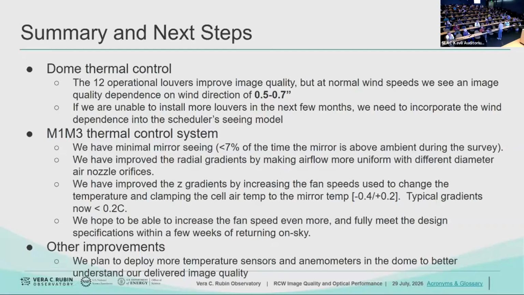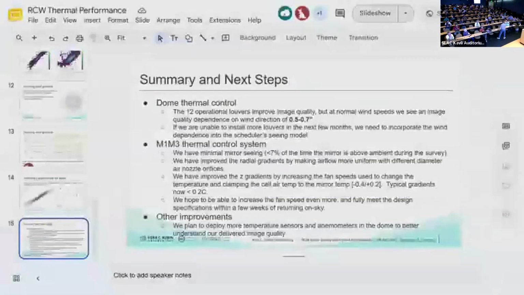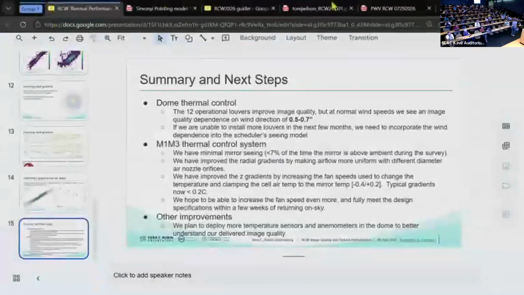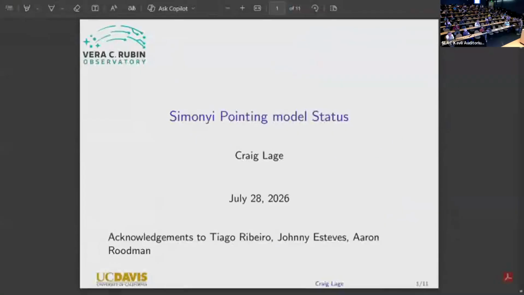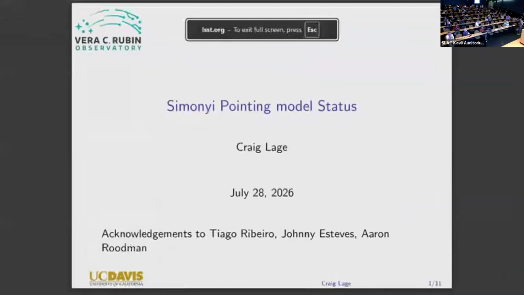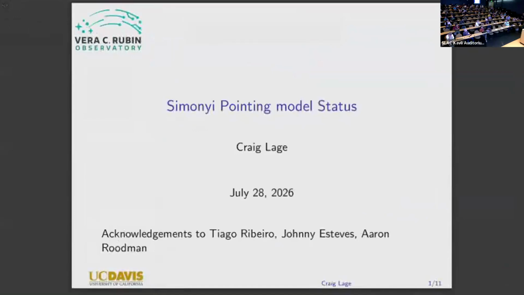How does the image quality improve or deteriorate from the beginning to the end of the night? Can you repeat that? Is there a systematic change in the image quality from the beginning of the night to the end of the night?